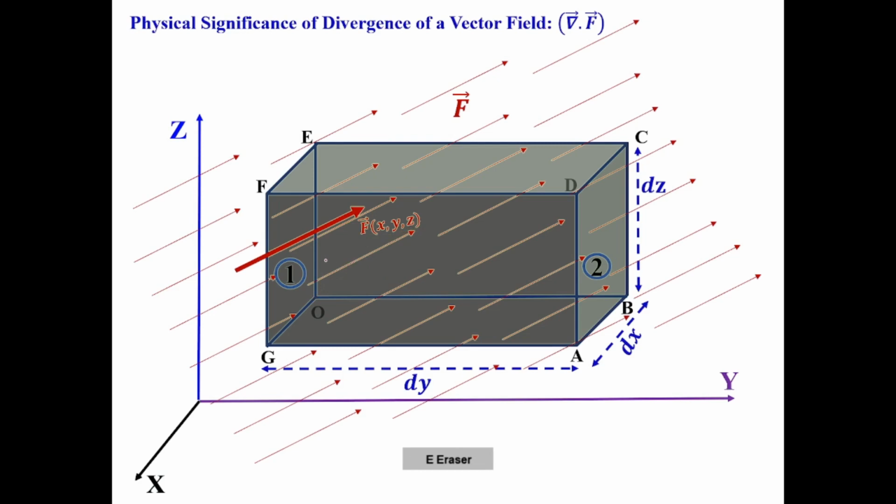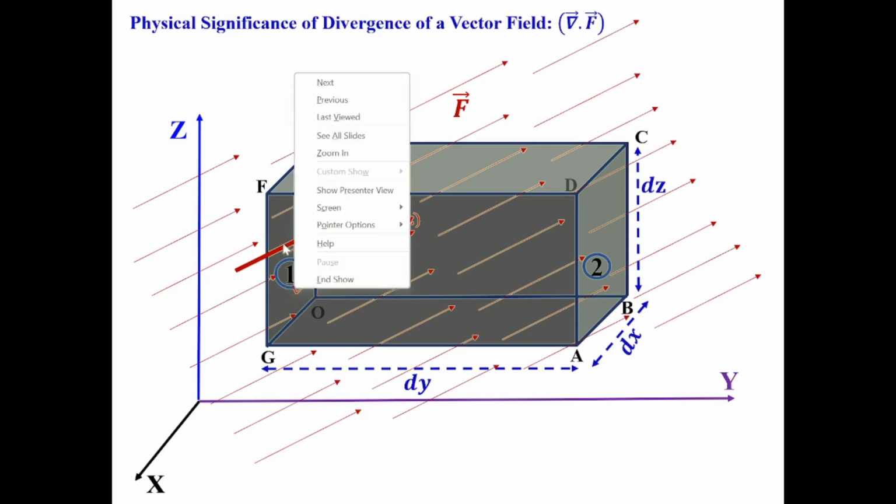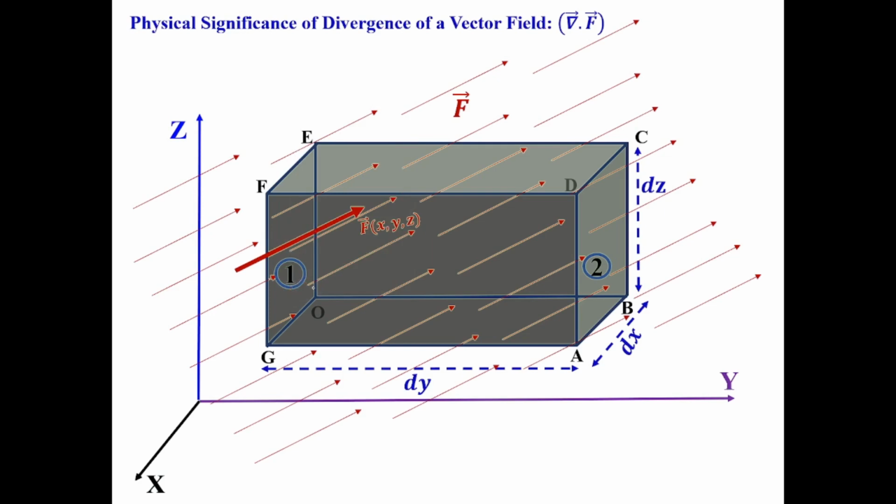So at face 1 the vector field is represented as F(x,y,z). And at face 2, you can see the y coordinate has changed, but x and z remain the same. Hence the vector field at face 2 is written as F(x, y plus dy, z), because the y coordinate changes by how much? dy. Here at this point it is y, but at this face it is changed by dy, because the length from O to B is dy.